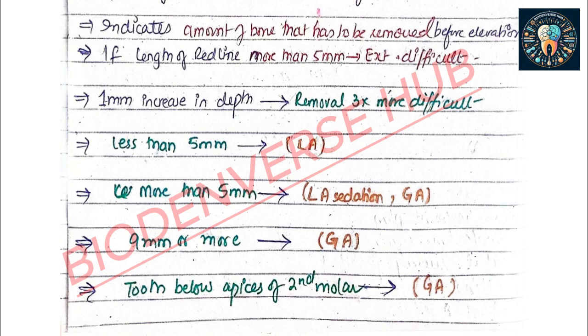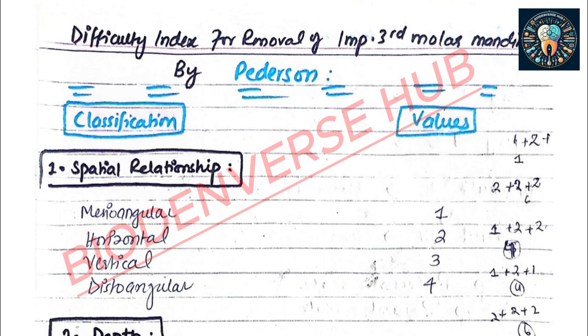Remember that. So now we have the Pedersen assessment, in which we have the difficulty index for removal of the impacted third molar, that is the mandibular third molar, and that scale was proposed by Pedersen. In that scale, we generally have the classification, and corresponding to that, we have certain values.